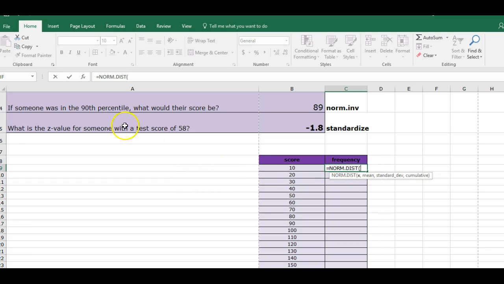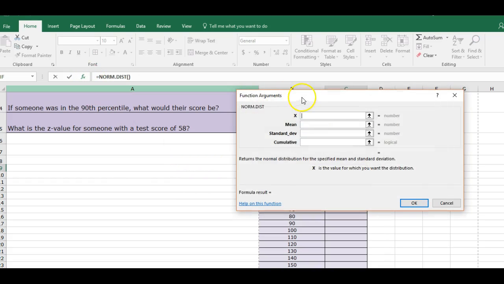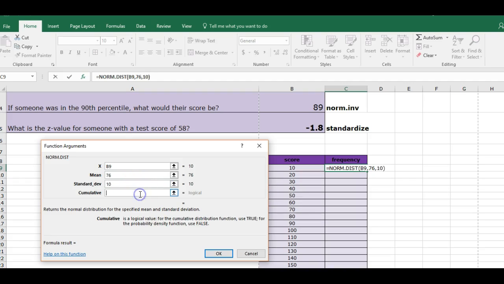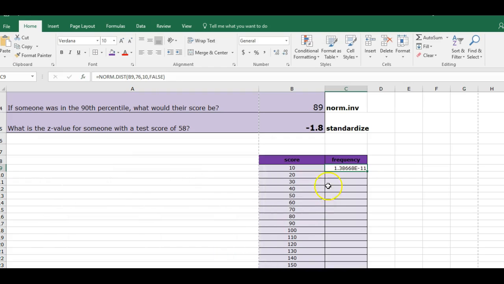So once I have norm dis typed in, I'm going to go to fx again. I'm going to type in my x value, which is 10. Actually here, so that I can autofill later, I'm going to just click into that cell right here. That way, later on, I'll just be able to autofill the cell. It will know to go to that cell. The mean we know was 76. Our standard deviation was 10. Now here's the only thing I do different. I want to know the exact y value on that normal curve, so I'm going to type in false. It's not a percentile that I want, the y value. So I'll type in the word false and say OK.